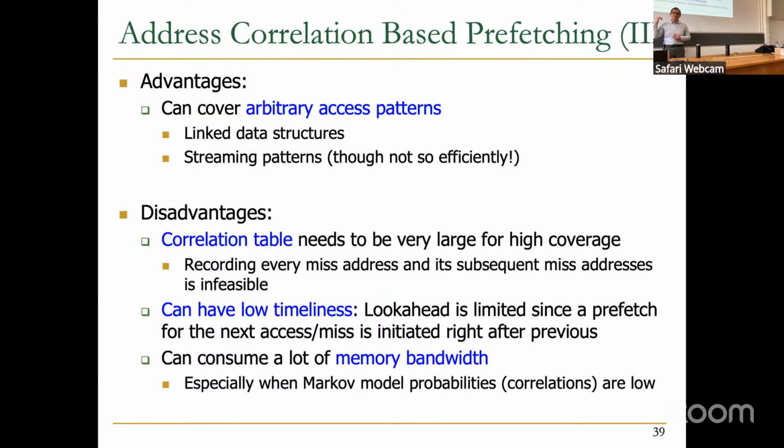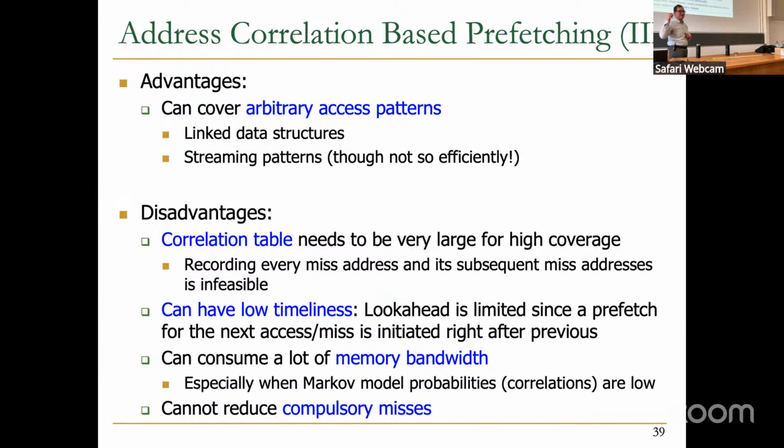Actually, all of these apply to, except for the correlation table, apply to delta correlation-based prefetchers as well. So if you have delta correlation, the representation is much more compact, right? And you could actually, with delta correlation, also represent streaming and striding patterns because the delta is the same in that case, right? Okay, so one of the other disadvantages of this, at least address correlation, is it cannot reduce compulsory misses. What does this mean? If you've never seen an address, you've never recorded it, so you cannot prefetch for it, right? So that's one downside.